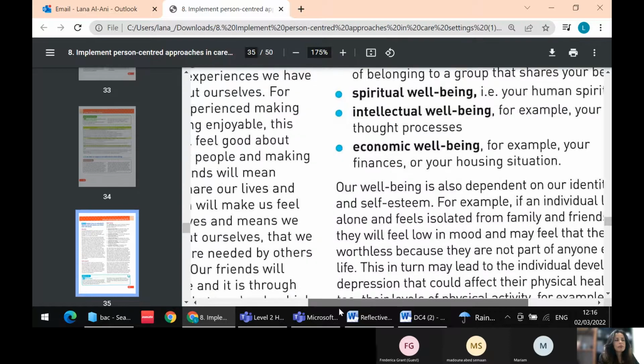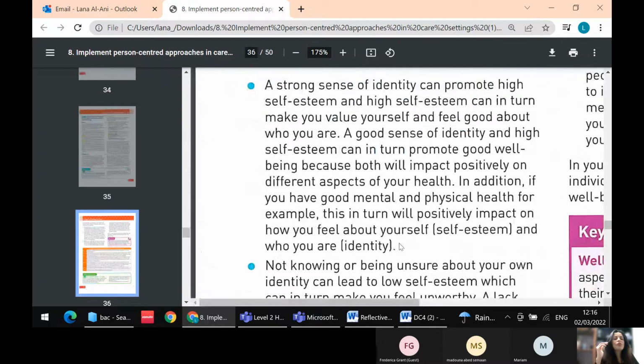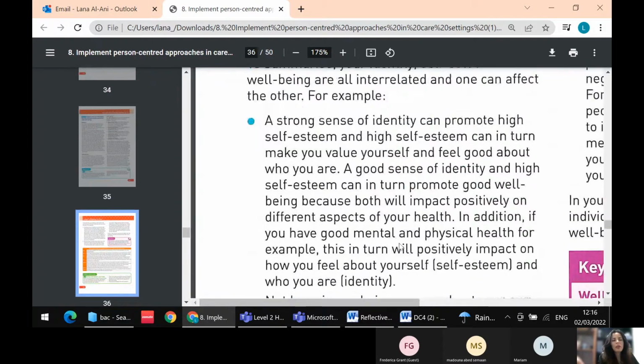Is this understood? So a strong sense of identity can promote high self-esteem, just like what we said before. And high self-esteem can turn into good personal value. You value yourself better. You feel good about yourself. Good sense of identity, good self-esteem, all this will promote good health.